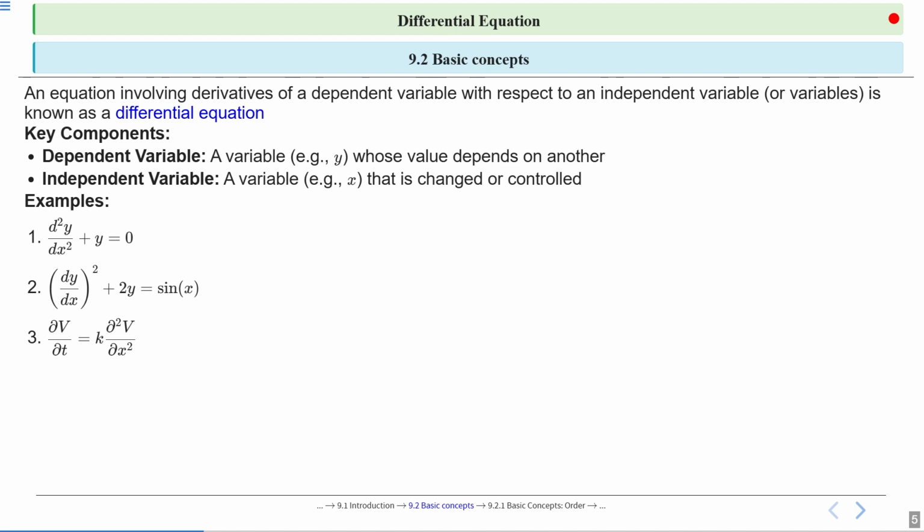Third, dv by dt equal to k del squared v by del x squared. This is also a differential equation. Here you can see there are two independent variables. In the first two examples, there is only one independent variable, that is x. But in example 3, there are two independent variables, x and t. So v is dependent upon these two independent variables, and we find the differentiation of v with respect to t and also with respect to x.